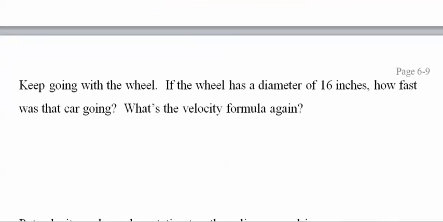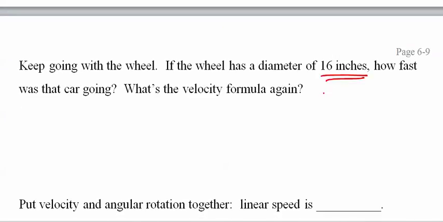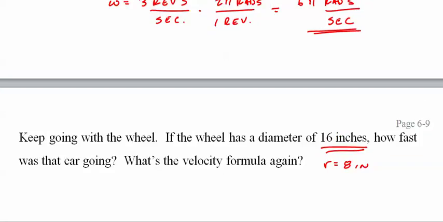Right? The wheel has a radius of r equals 8 inches. How fast is that car going? Well, we just said omega is 6 pi radians per second.